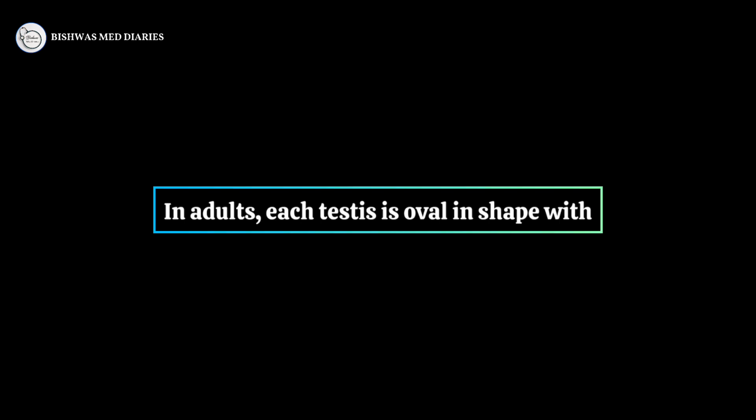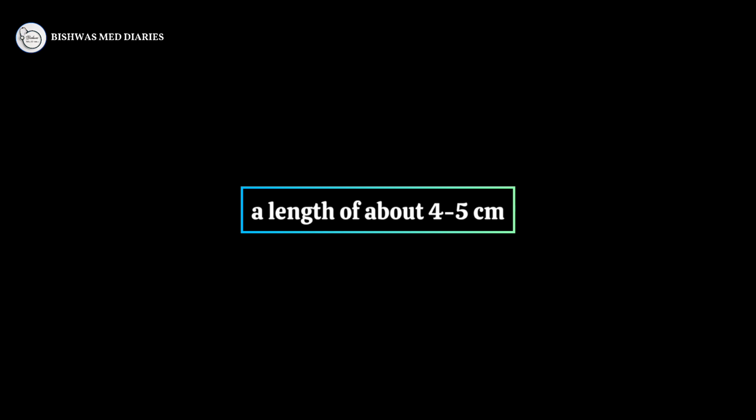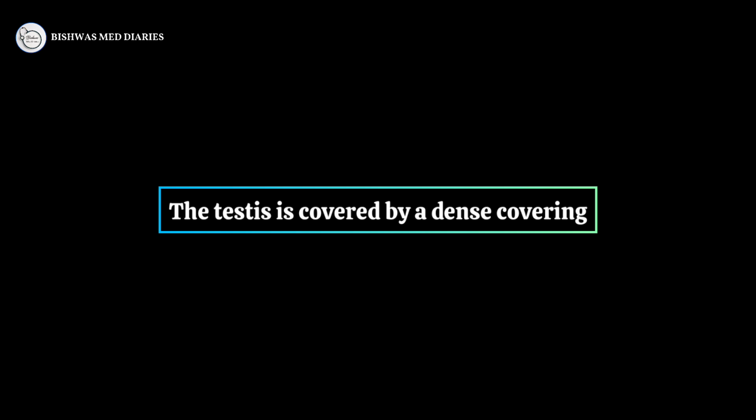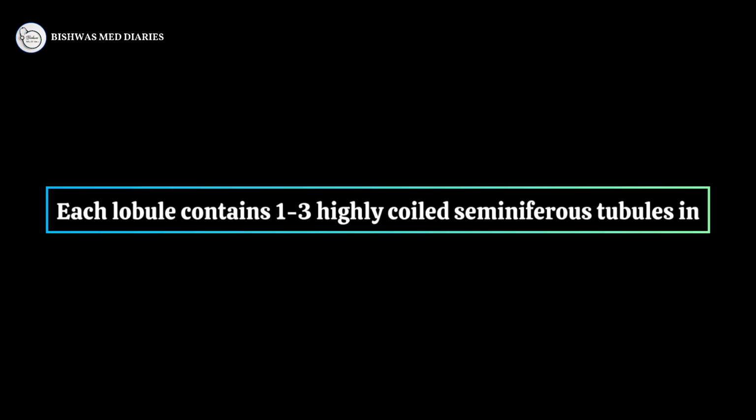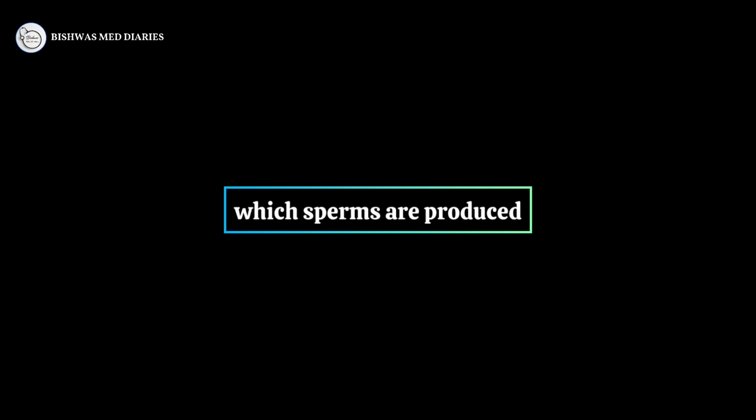In adults, each testis is oval in shape with a length of about 4 to 5 cm and a width of about 2 to 3 cm. The testis is covered by a dense covering. Each testis has about 250 compartments called testicular lobules. Each lobule contains 1 to 3 highly coiled seminiferous tubules in which sperms are produced.